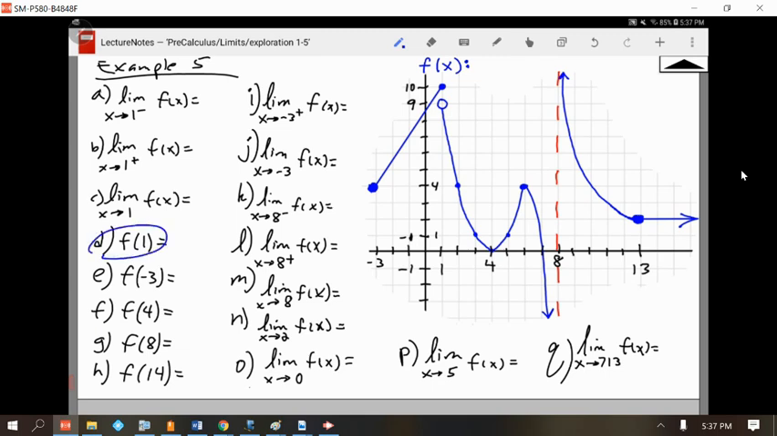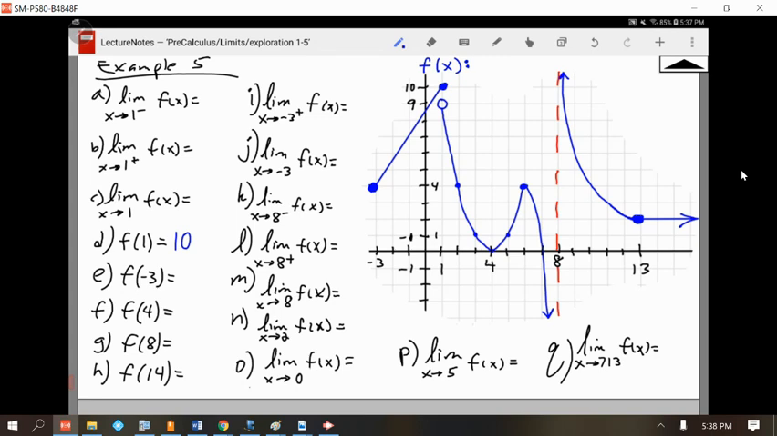What is f of 1? F of 1 is the function's value at 1. So when you look at 1, notice there's a hole and there's a dot. What is f of 1? That would be the y value when x is 1. And the y value when x is 1 is 10, because that's where the dot is, right? It's the y value when x is 1. It's 10.